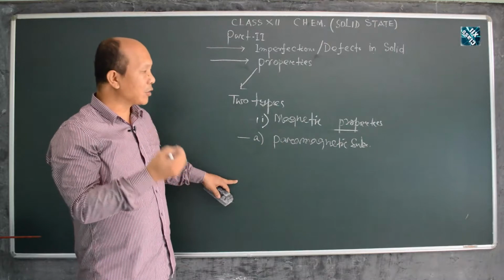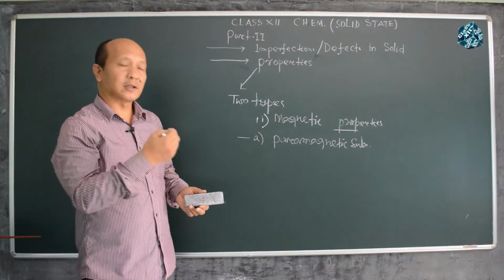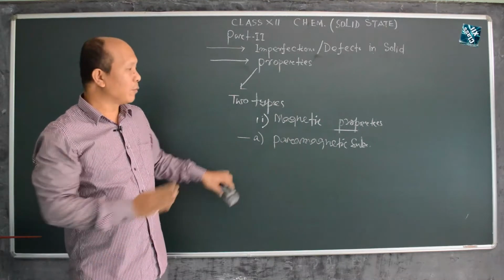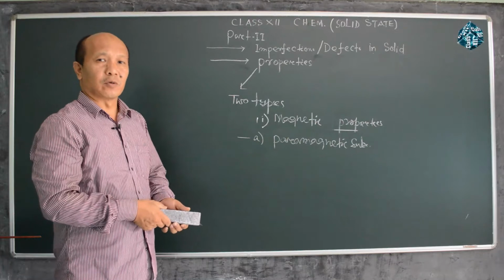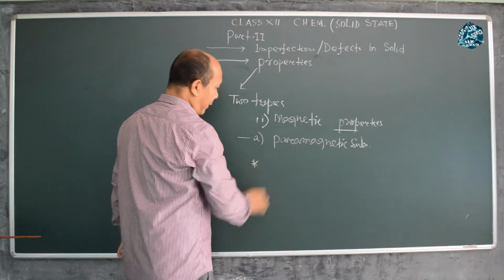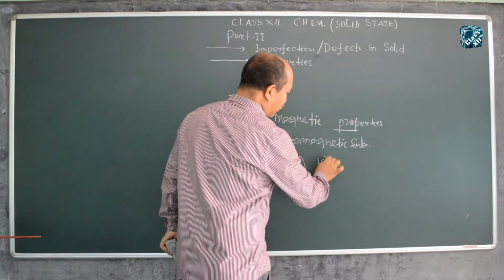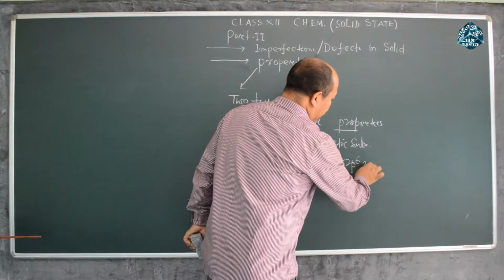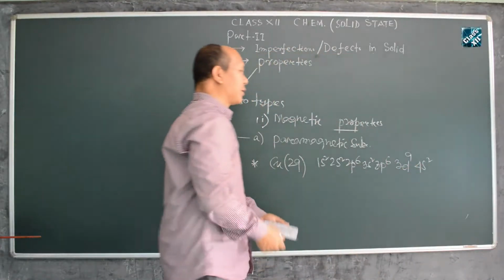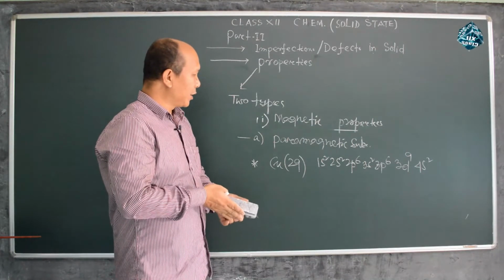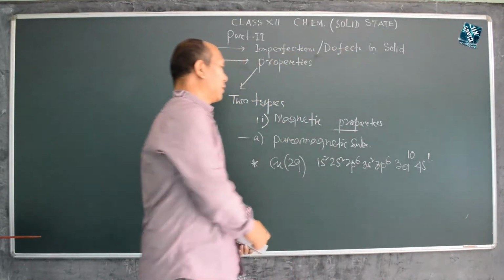That type of substance which is attracted by an external magnetic field is simply called a paramagnetic substance, and the phenomenon exhibited is known as paramagnetism. This is due to the presence of unpaired electrons. For example, the electronic configuration of copper, atomic number 29: 1s2, 2s2, 2p6, 3s2, 3p6, then 3d and 4s. Half-filled and fully filled are more stable, so the configuration is 3d10 4s1.